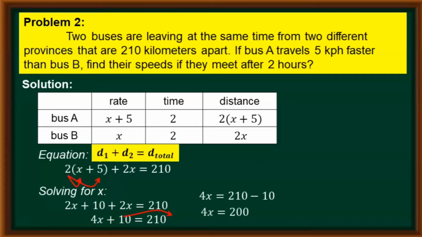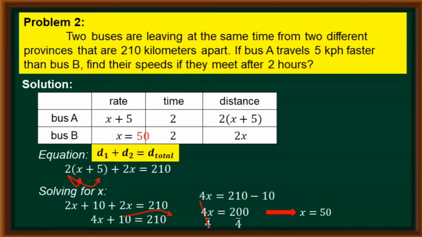And finally, to solve for the value of x, we simply divide both sides of our equation by 4. So we now cancel out, and 200 divided by 4, that would be 50. So x is equal to 50. Going back in our table, the variable x represents the speed or rate of bus B. So meaning to say, bus B is traveling 50 kilometers per hour.